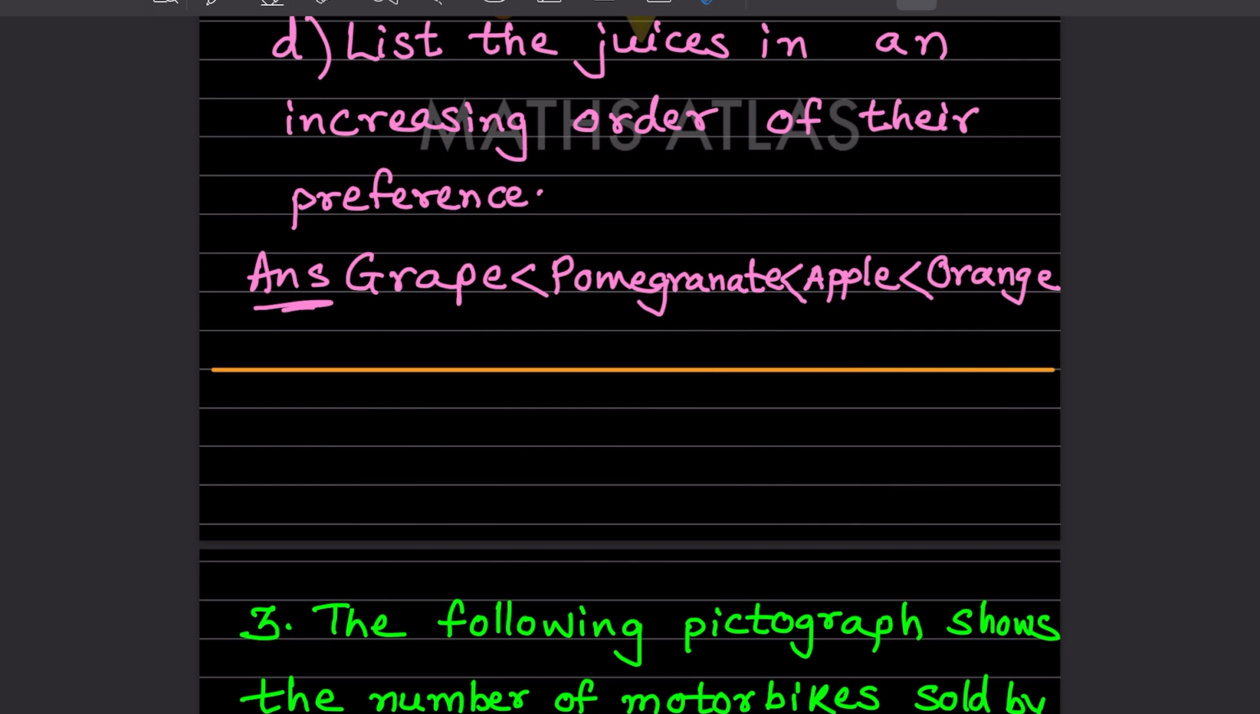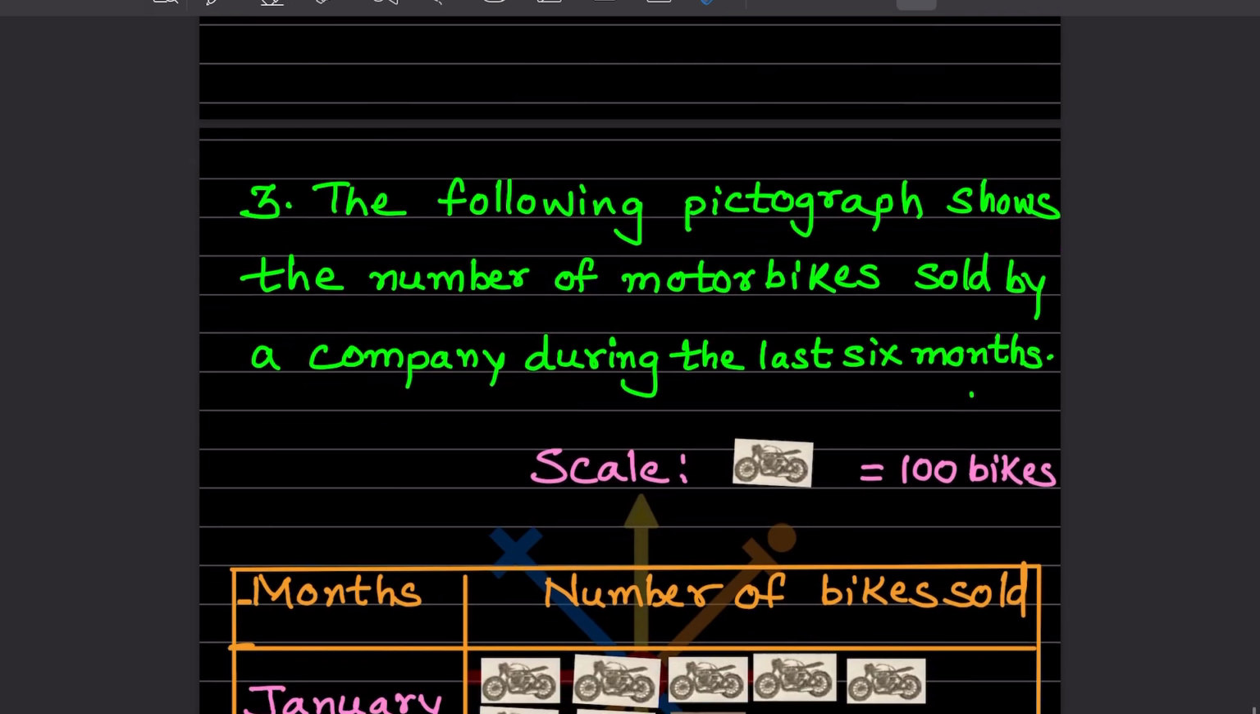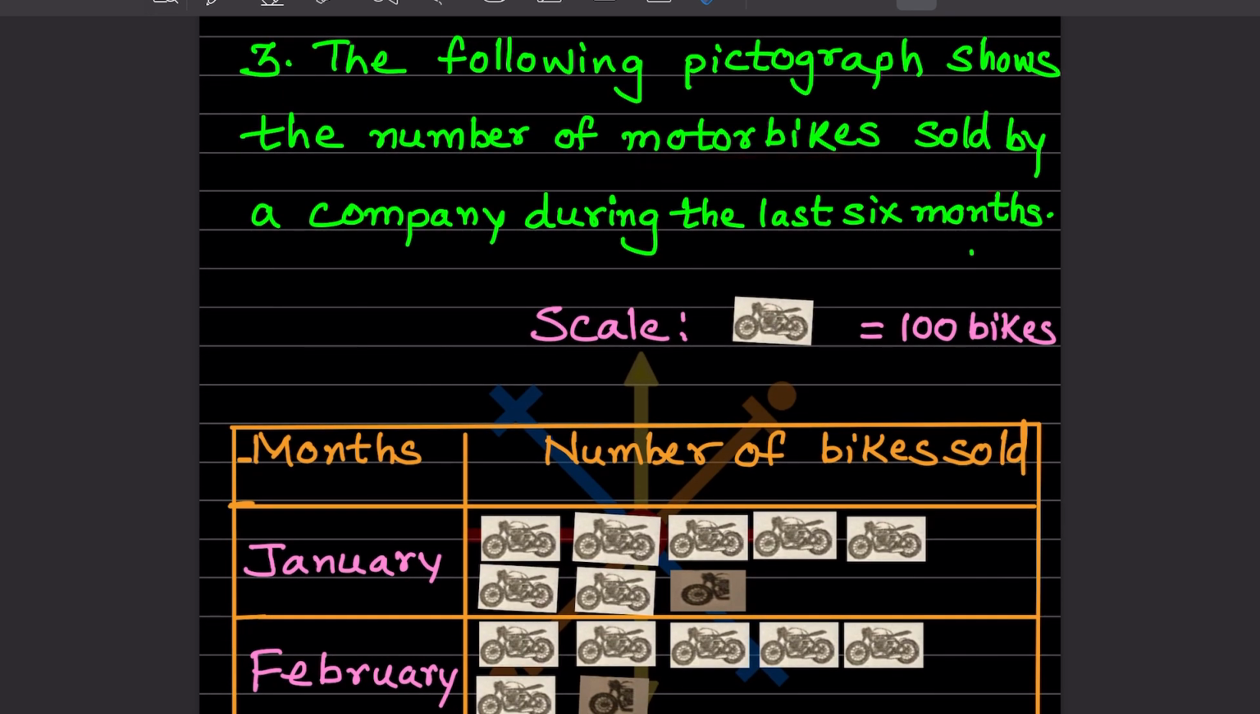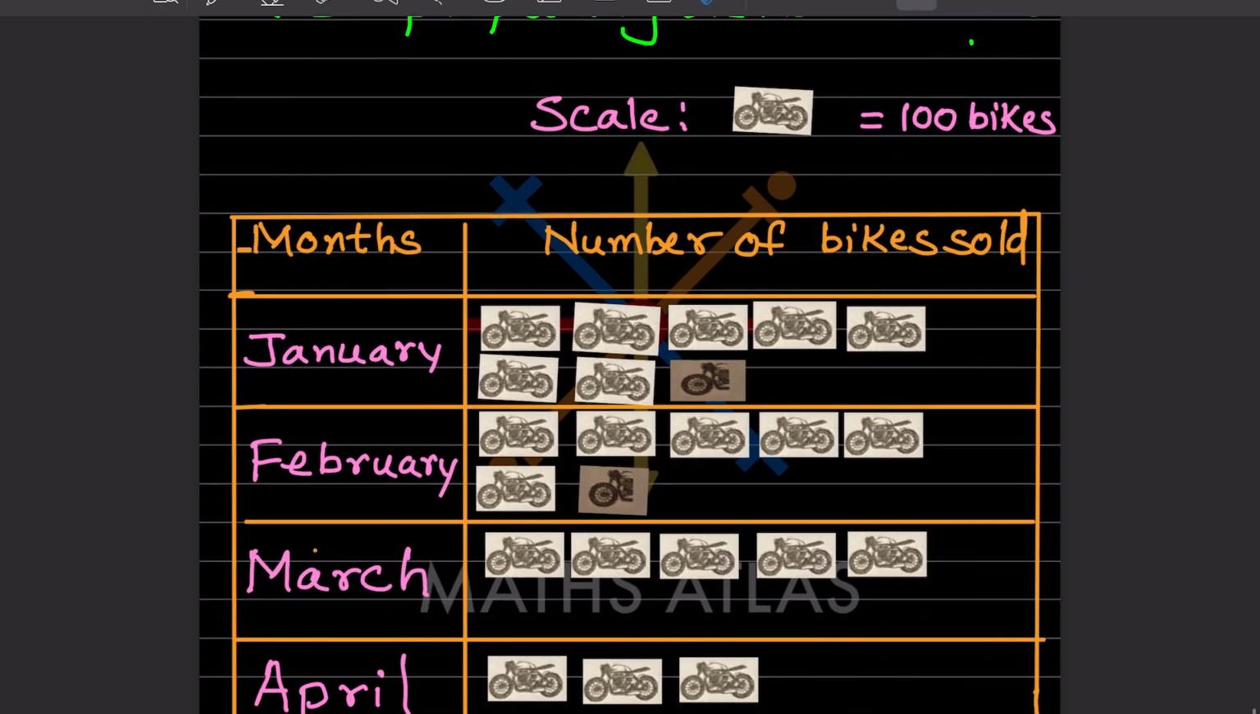So this is called, we put this symbol for that. So increasing means small to big. The following pictograph shows the number of motorbikes sold by a company during the last 6 months. So this is a motorbike. This indicates that they are 100. So it's given over here.